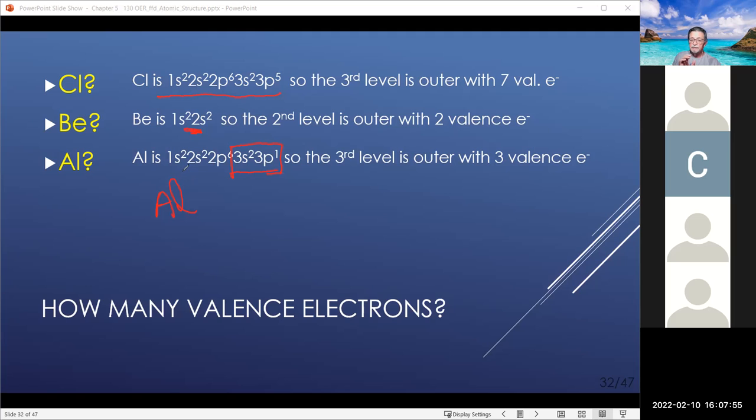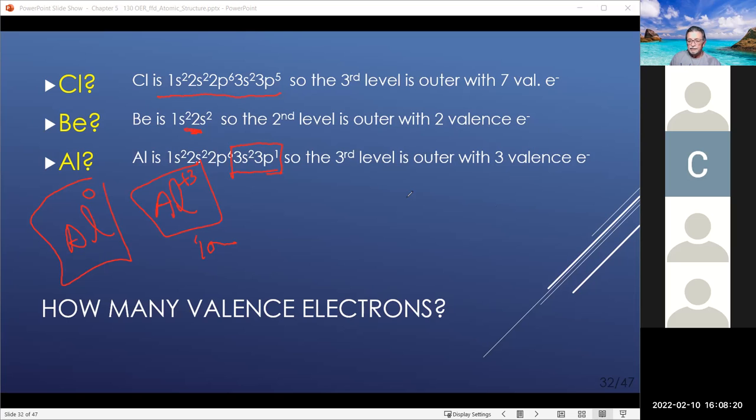Positive. Positive what? You gotta have a magnitude. Positive 8. No. How many did it lose? I mean positive 3. You're right. You got it. Positive 3. So that is the charge of the ion. Aluminum, the element, has a 0, okay? But the ion is a positive three because it lost those three valence electrons.